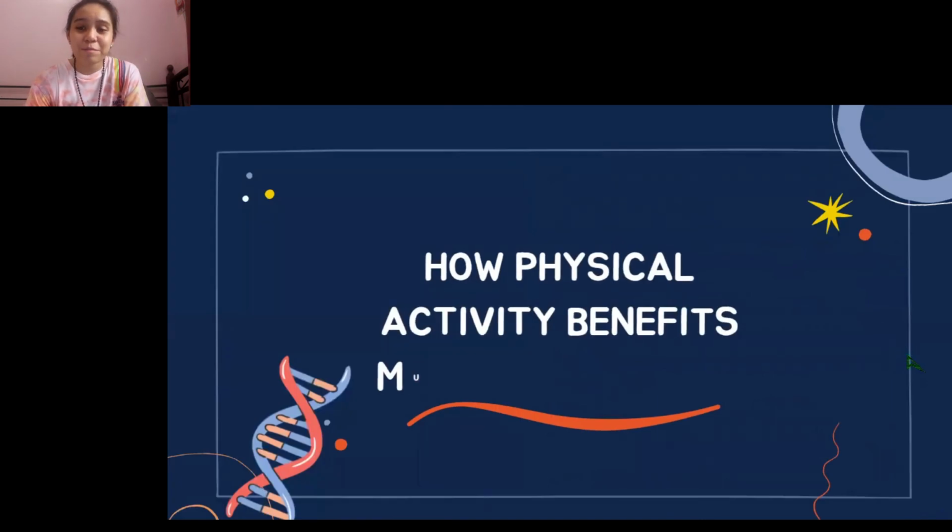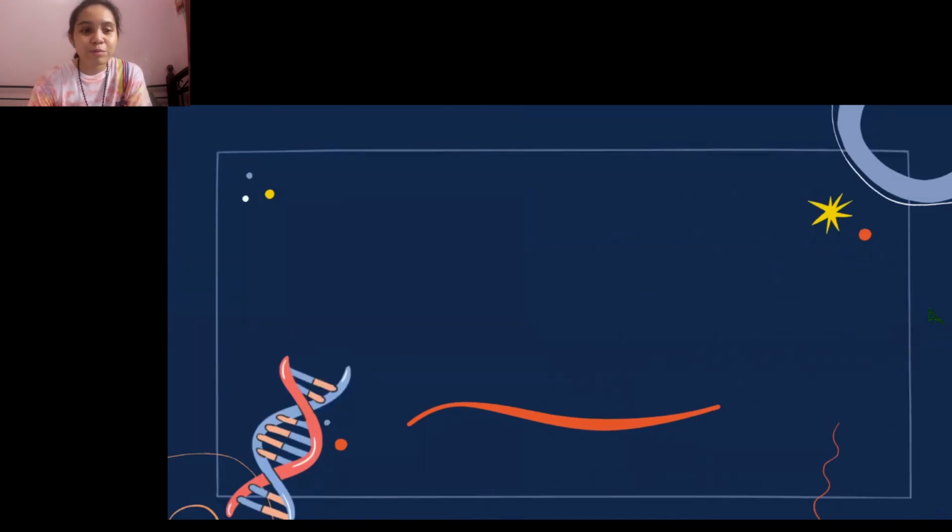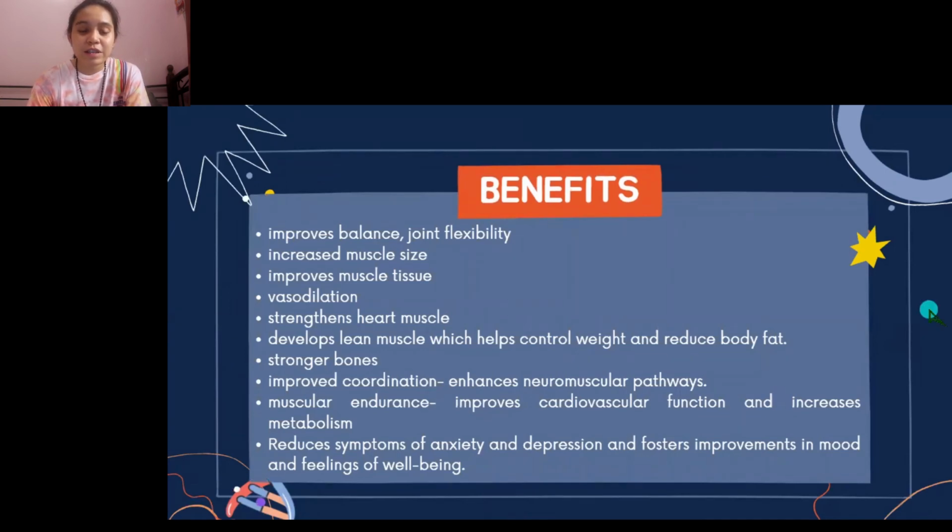How does physical activity benefit the muscular system? So this includes improved balance and joint flexibility, increased muscle size, improved muscle tissue, vasodilation, meaning the dilation of blood vessels, which decreases our blood pressure, strengthens heart muscles, develops lean muscles which helps control weight and reduce body fat, stronger bones, improved coordination which enhances neuromuscular pathways, muscular endurance which improves cardiovascular function and increases metabolism, and lastly reduces symptoms of anxiety and depression and fosters improvements in mood and feelings of well-being.